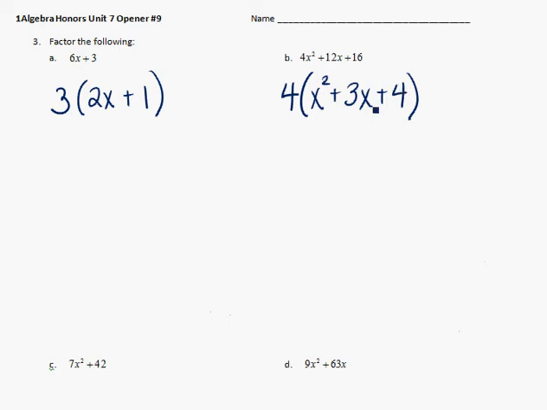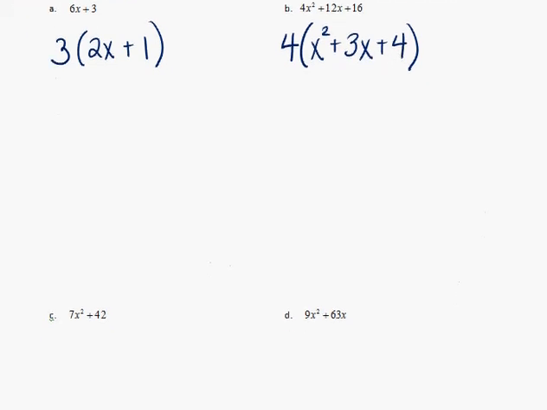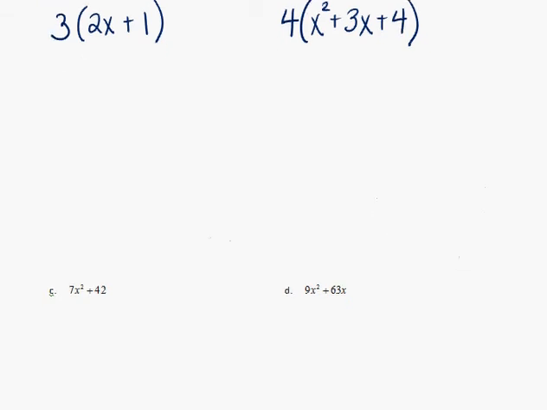A lot of times you'll see in the future that the trinomial that you're left with can be factored more, but this time we're in luck, it can't, so we are done factoring as long as we have factored the 4 out of all three of those terms.